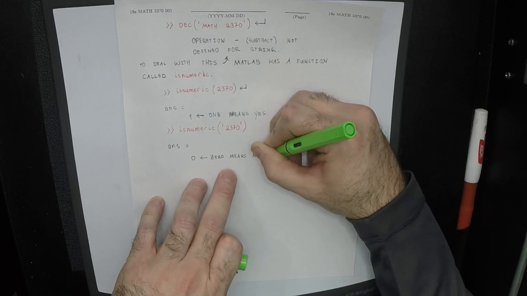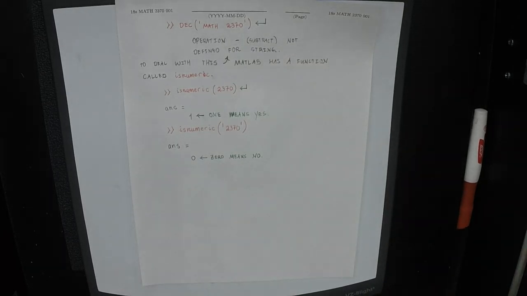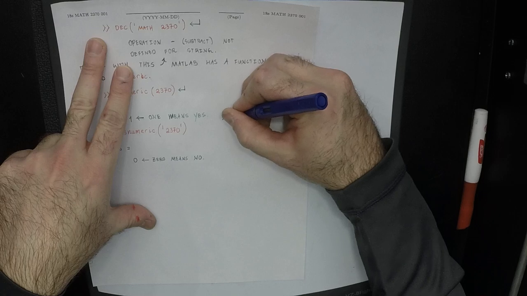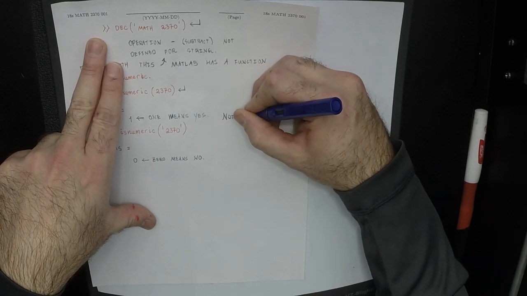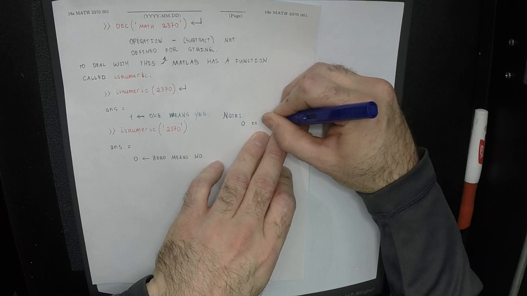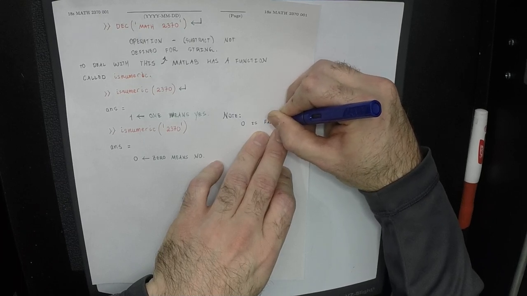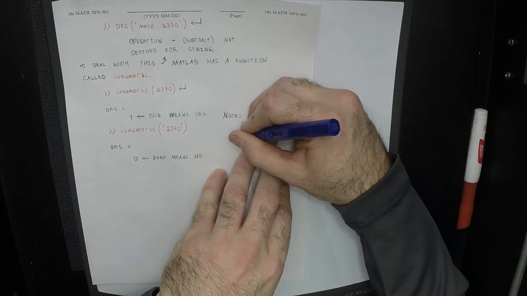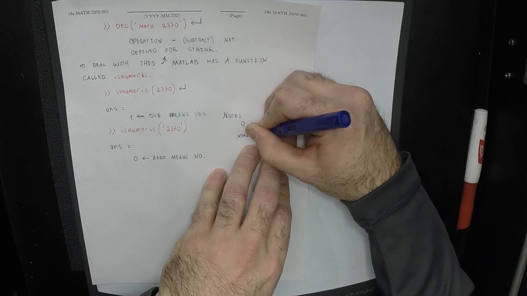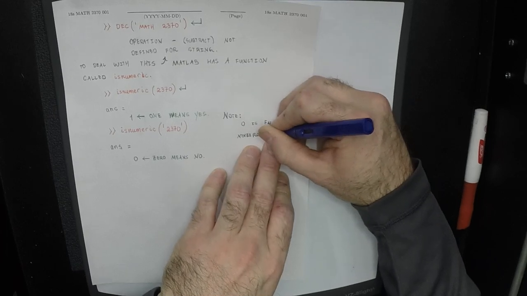Okay, so now we need to have a slight caveat here. Really, better names for yes and no are true and false. And furthermore, the convention in MATLAB and many but not all programming languages is that zero is false and non-zero is true.